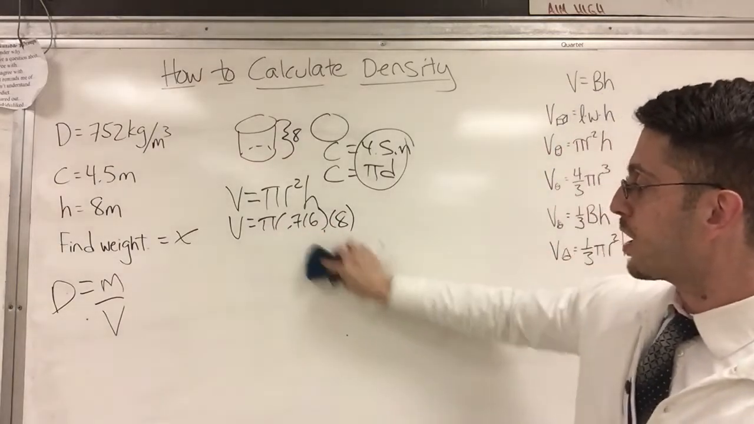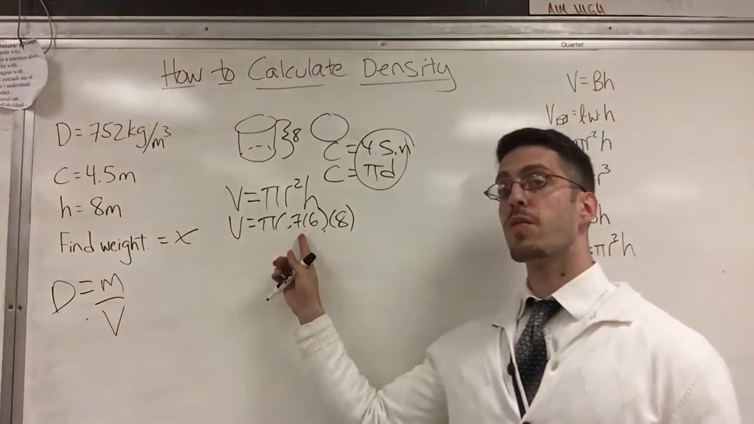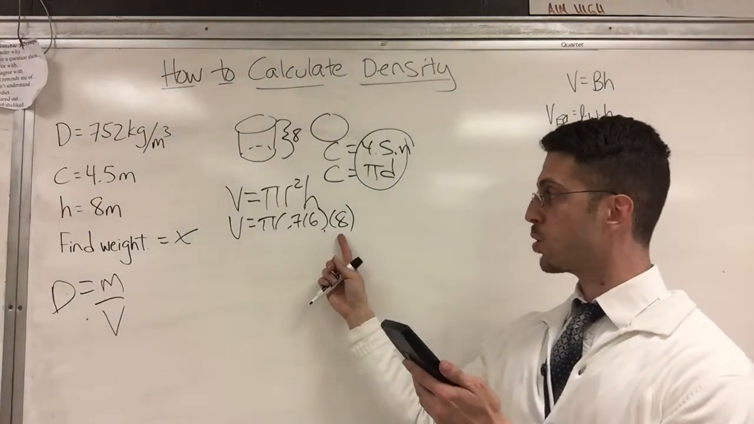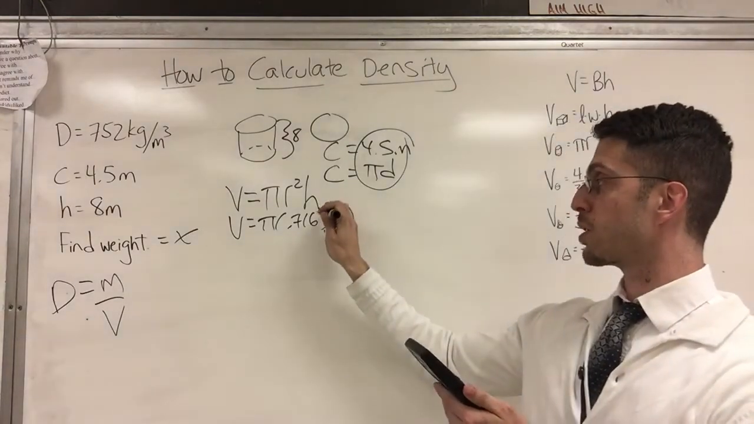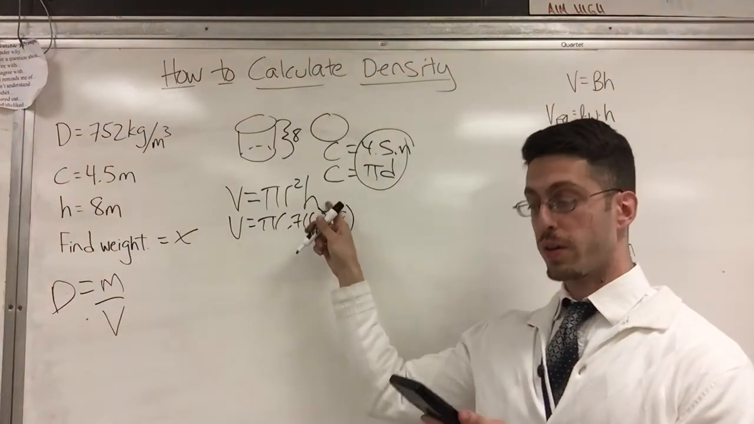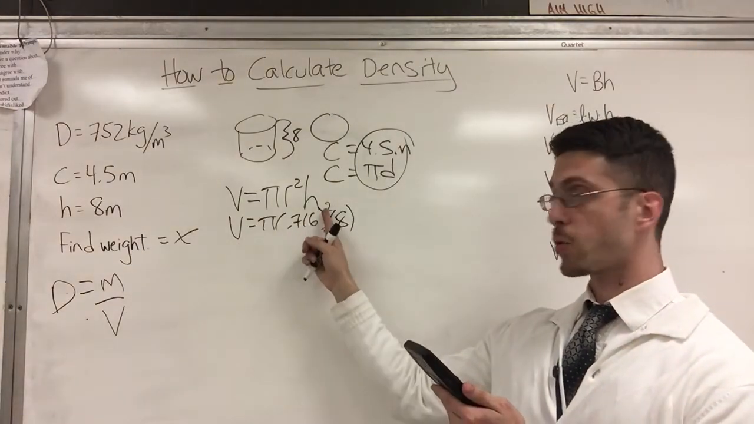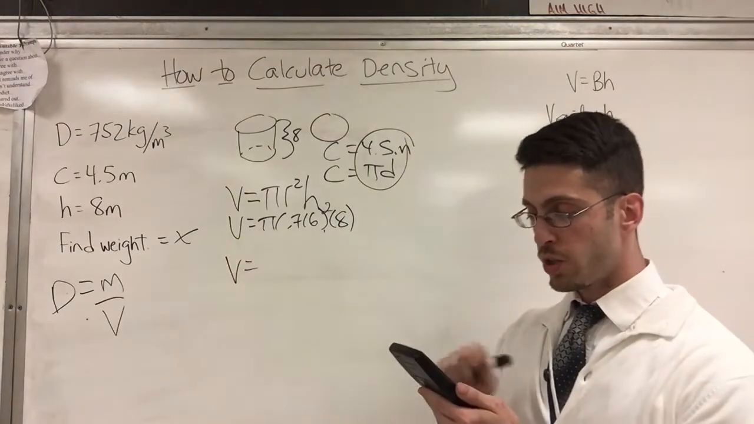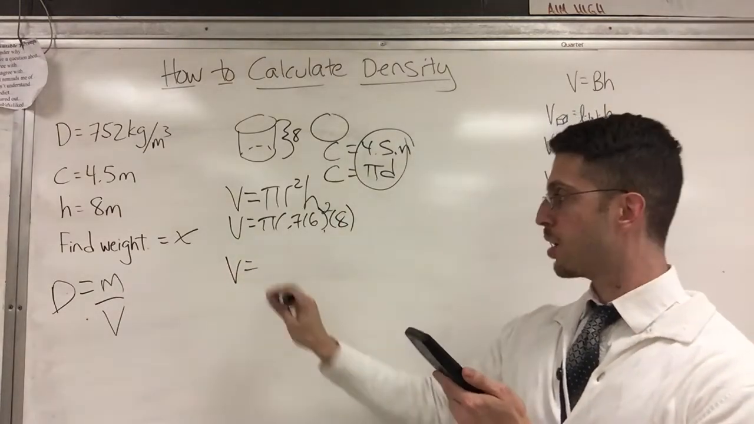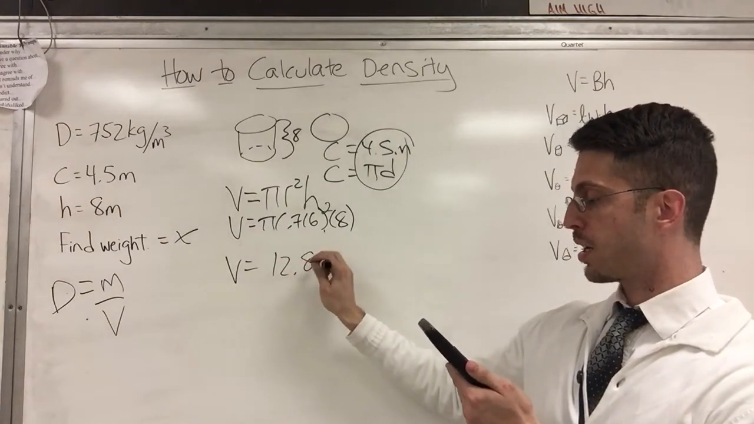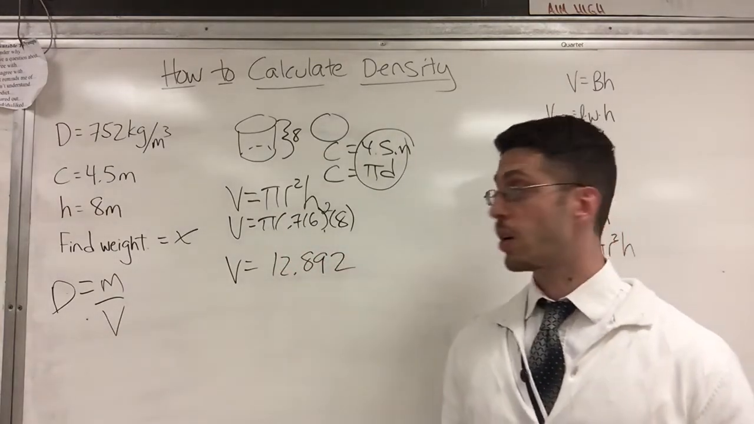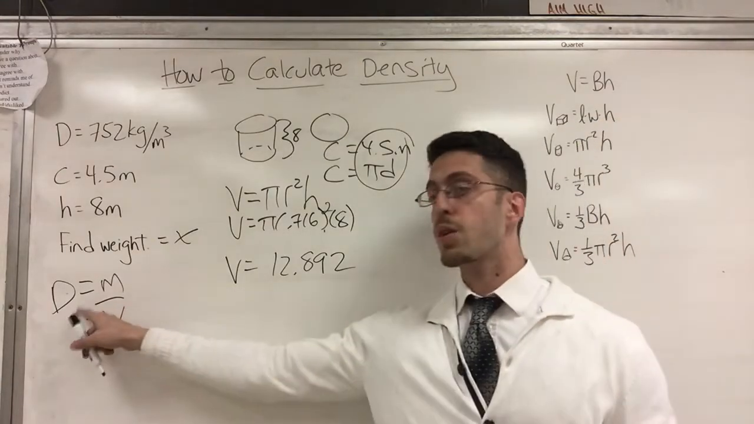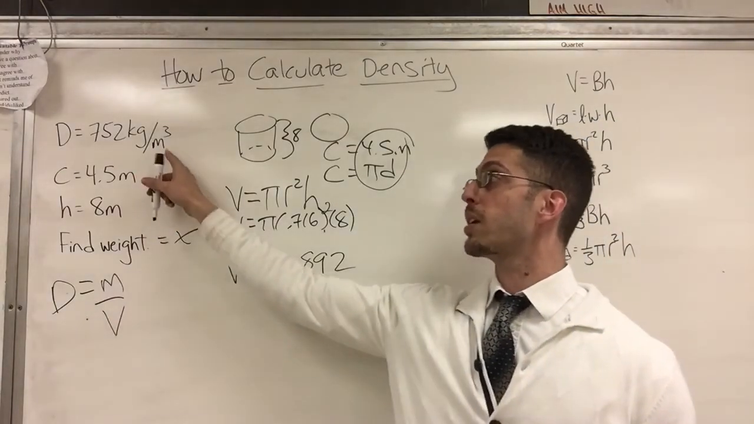Now that you've found the radius, you plug it into the volume formula and type this in the calculator. You should get 0.716 squared. So pi r squared times h will give me the volume, which is 12.892. Okay, that's my volume. Now I'm ready to answer the question. If density equals mass divided by volume, here's my density.